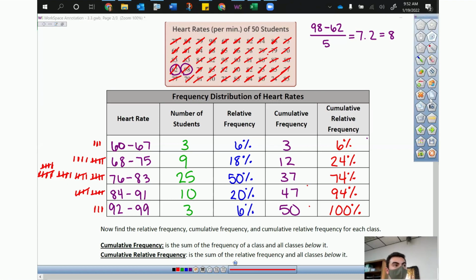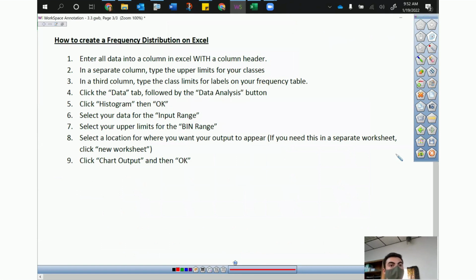Now, the next thing that we're going to talk about is how to create a frequency distribution in Excel, because this is a lot. Like, I don't want to sit there and count all these values and figure out what it's going to be. Let's let Excel do it for us. So on the back, I have typed out those steps so you can have them, and I've given you a table. It says create a frequency distribution on Excel for the following data.